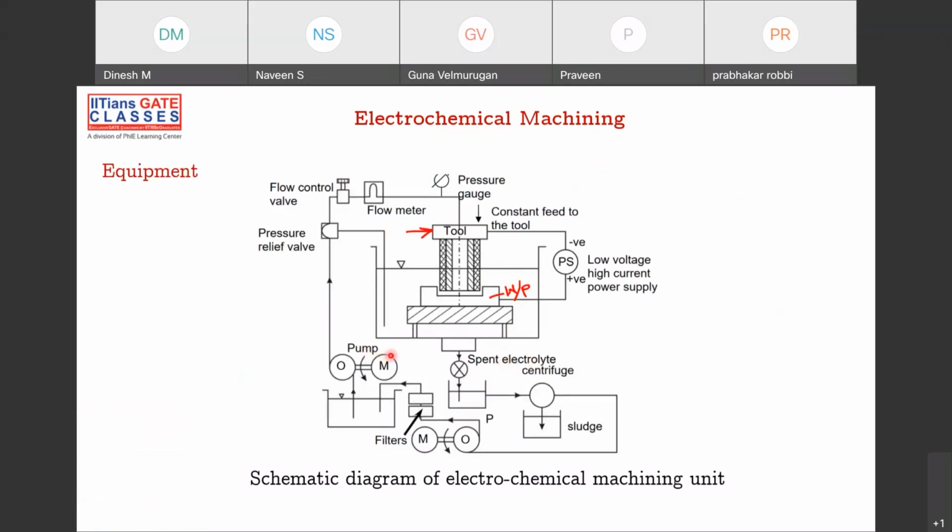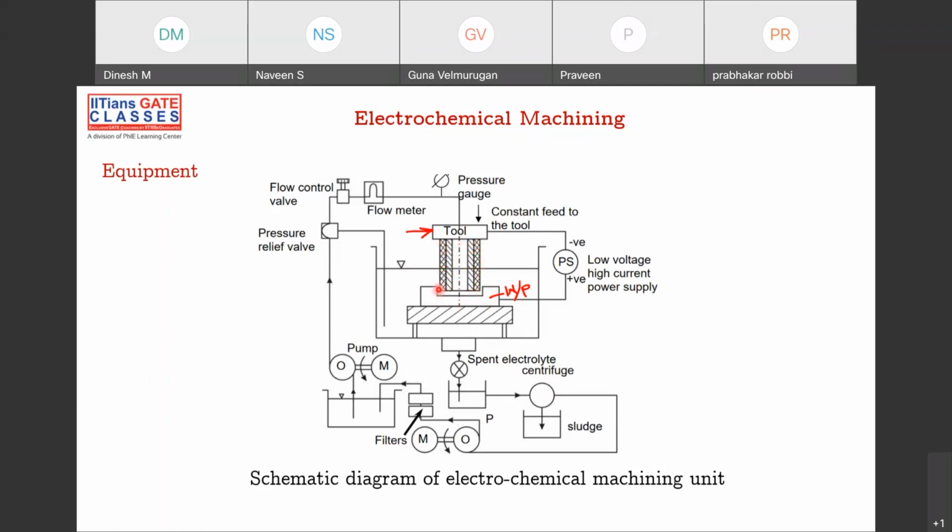Let's not give more info about these things, but I'll tell you some basic info. There are so many things here. Don't worry much about that. Some important labels I'll be able to explain here. So this is the tool, and this tool is given some coating so that the tool is not getting material removed, because obviously a chemical reaction is happening between tool and workpiece. Even though the workpiece is anode and the current, the electrons, passes from tool to workpiece, that's okay, but the tool also will have some kind of material removal. To avoid that, some coating is done.